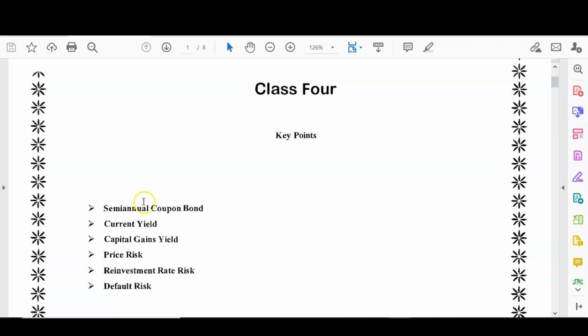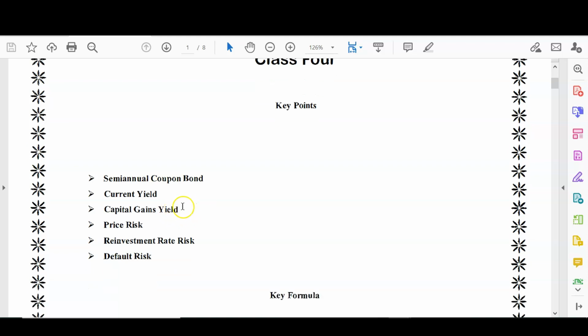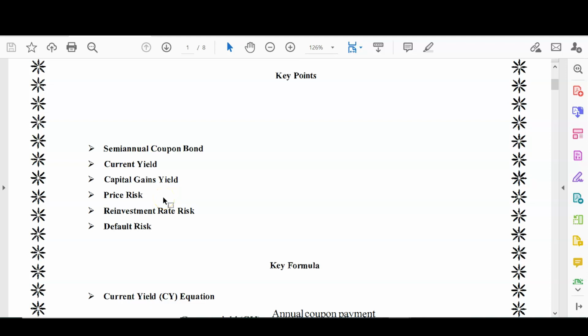We're going to talk about semi-annual coupon bonds with semi-annual coupon payments. Then we're going to discuss the current yield and capital gains yield of a bond. And also 3 types of risk for a bond, including price risk, reinvestment rate risk, and default risk.